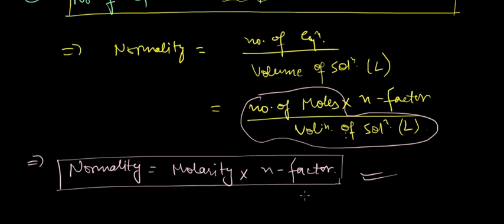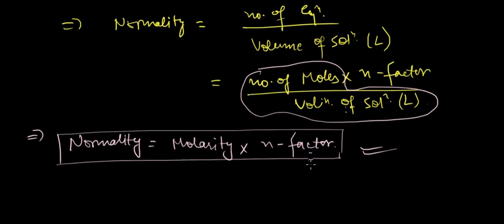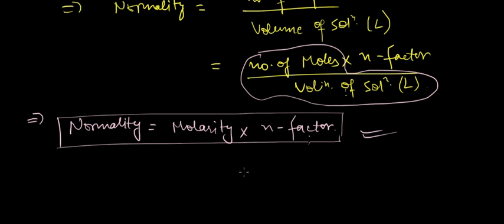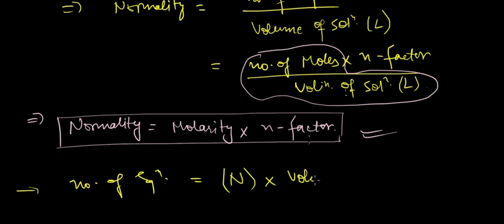Okay, so the number of equivalents of a substance, just deriving from the already seen formula, can be written in normality terms as normality into volume of solution in liters. Okay.